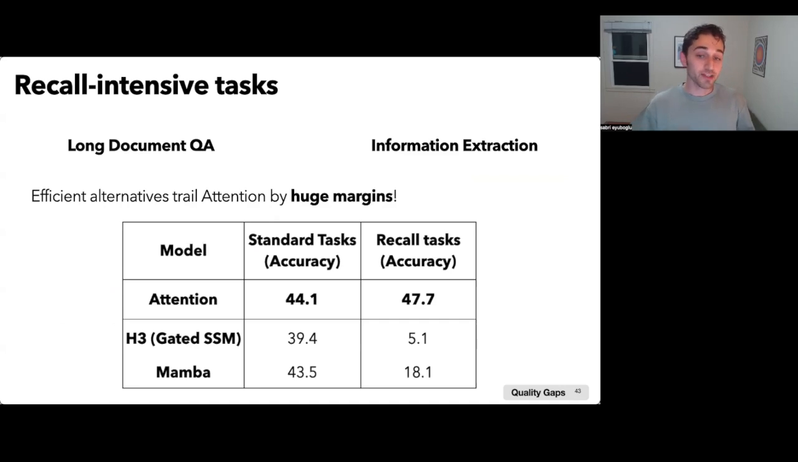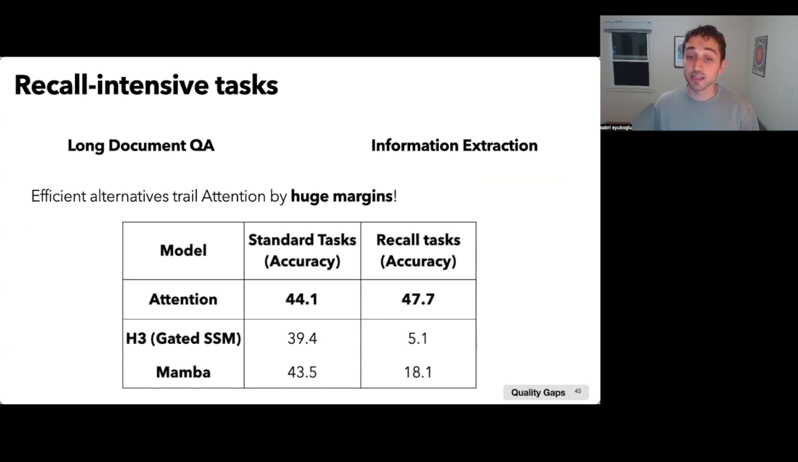When we evaluated the models on these tasks, we found that efficient alternatives like Mamba or H3 performed worse than attention, and by very, very large margins. Convolution-based models like H3 trailed attention by 40 accuracy points, and more recent linear attention-like models like Mamba trailed by around 30. And this was still operating at 2048 context length, so the issue could only exacerbate when we go to 32,000 tokens or 1 million tokens and beyond.